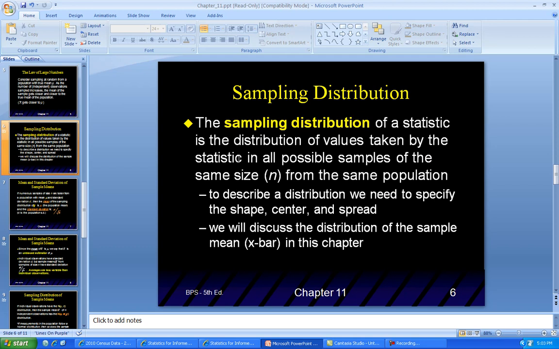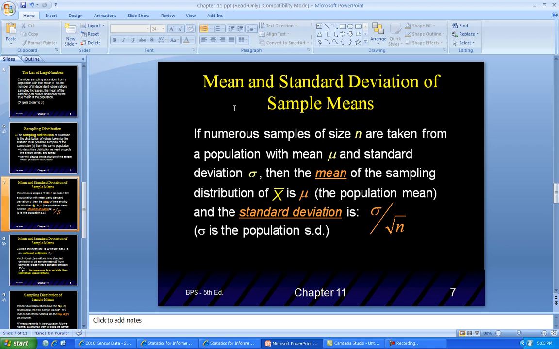The sampling distribution of a statistic is the distribution of values taken by the statistic in all possible samples of the same size, n. n is the size of your sample. If I just said 25 people, that would be n. You need to describe the distribution by its shape, center, and spread. Think of the normal curve.